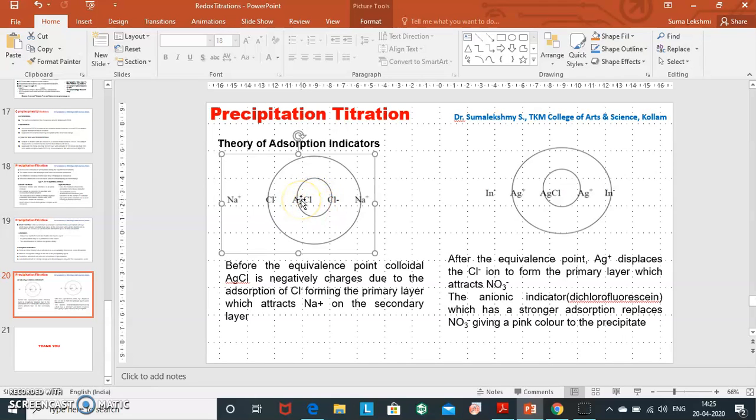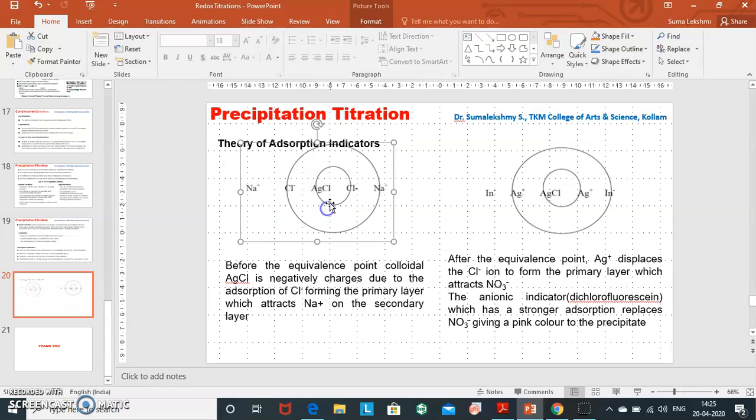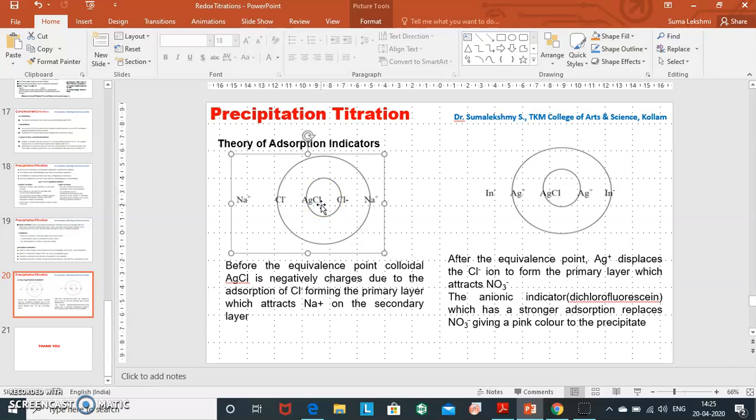So what I was saying is, when silver nitrate is added to a solution of chloride, silver chloride precipitate will be formed, and it is a colloidal precipitate. It will be having different layers of adsorption. In the primary layer of adsorption, silver chloride will be surrounded by chloride ion, Cl minus ion. In the secondary layer, Na+ will be there to neutralize it.